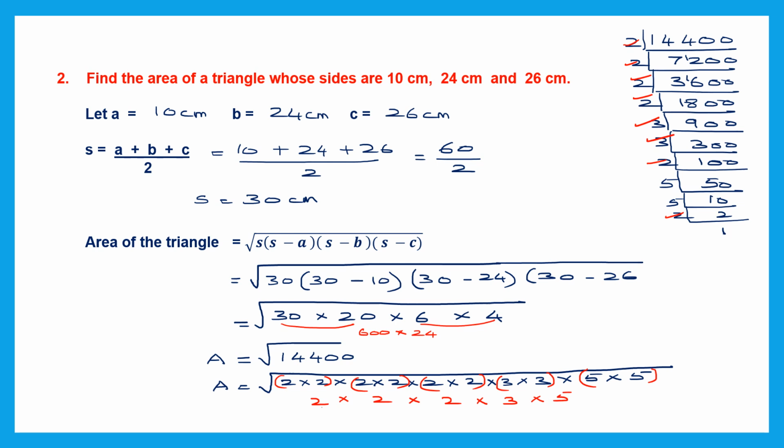Now let's multiply. 2 2's are 4, 4 2's are 8, 8 3's are 24. 24 into 5 is 120. So the area here is 120 centimeter square. So this is the final answer. Area is 120 centimeter square.